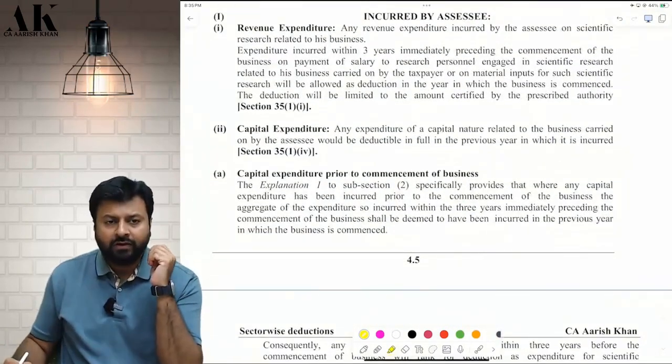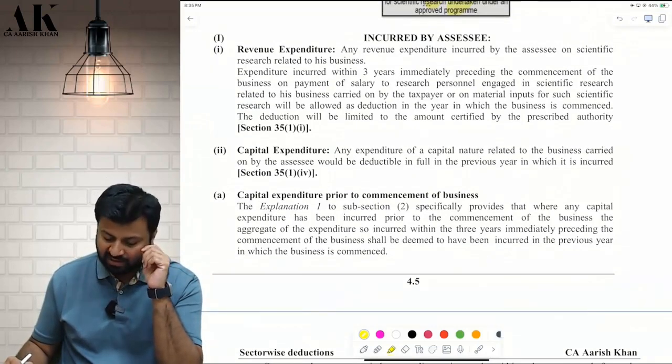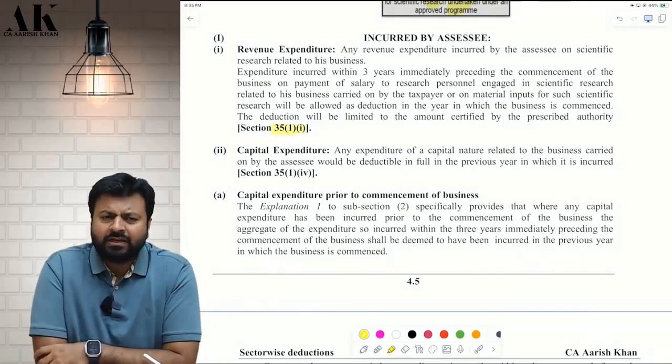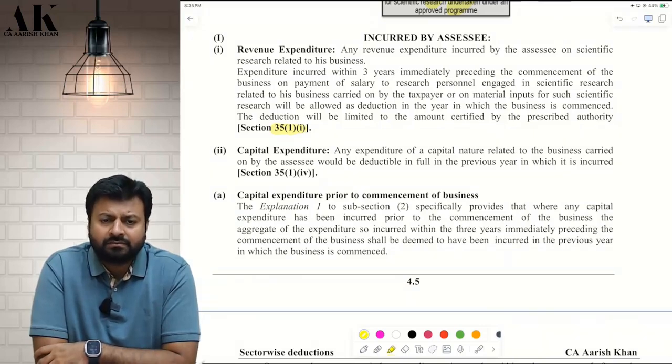Now, one expenditure you have to learn in detail: 35(1)(i). I want you all to tell me what 35(1)(i) covers. See here, please. Don't read. What does it cover? Does it cover pre-commencement expenses? How many years? 3 years of revenue expense. Which all expenses are covered?